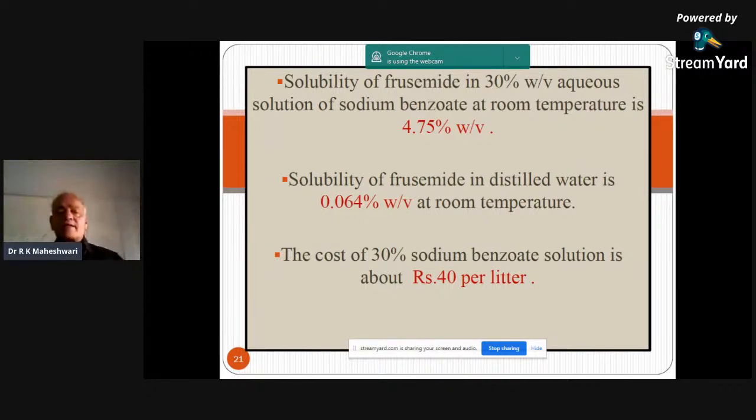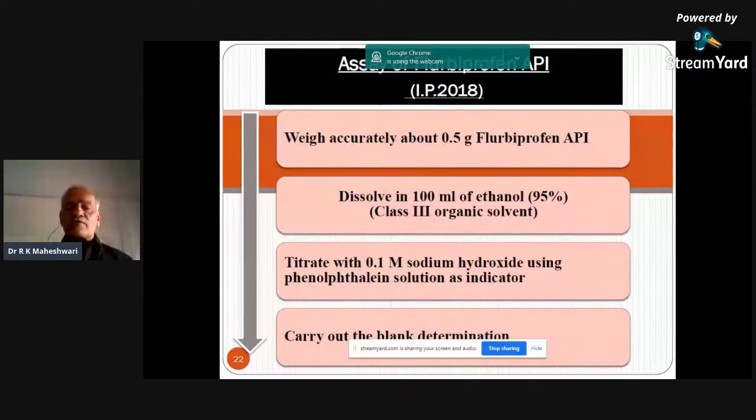The cost of 30% sodium benzoate, I have told you, is about rupees 40 per liter. It is very safe. In case of organic solvents, when we have to dispose of them from the companies or from the labs, definitely they have to do certain treatments before disposing of such harmful organic solvents. But here there is no need of any treatment. You can throw the sodium benzoate solution away as such without any treatment.